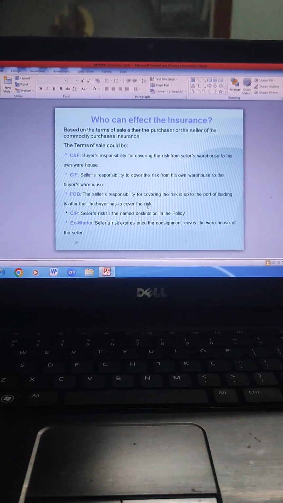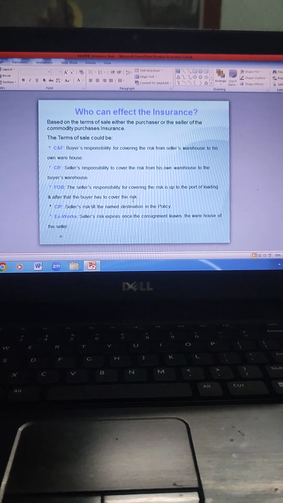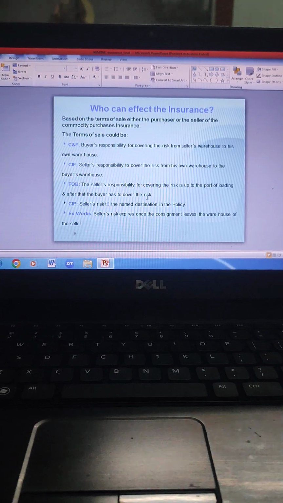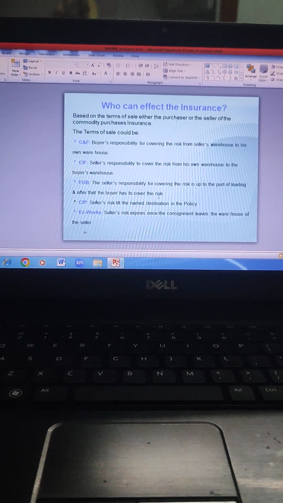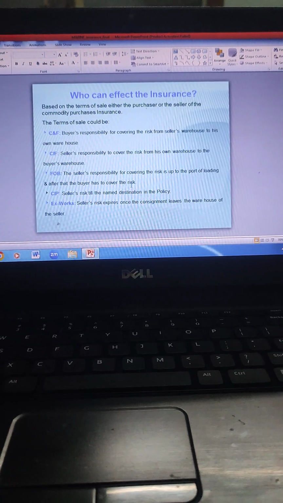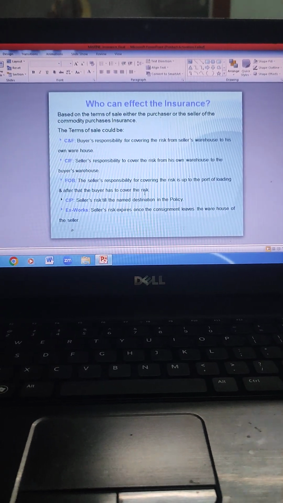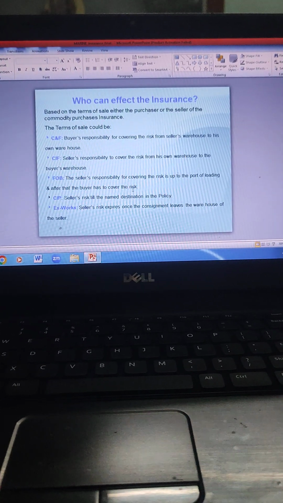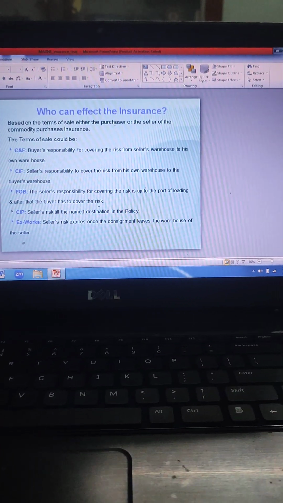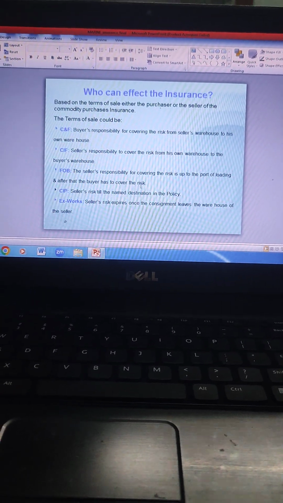Now the question is, who can effect the insurance? Based on the terms of sale, either the purchaser or the seller of the commodity purchases insurance. The term of sale could be C&F, that is cost and freight. Here, the buyer is responsible for covering the risk from the seller's warehouse to his own warehouse. And CIF means cost, insurance and freight. Here, the seller's responsibility is to cover the risk from his own warehouse to the buyer's warehouse.